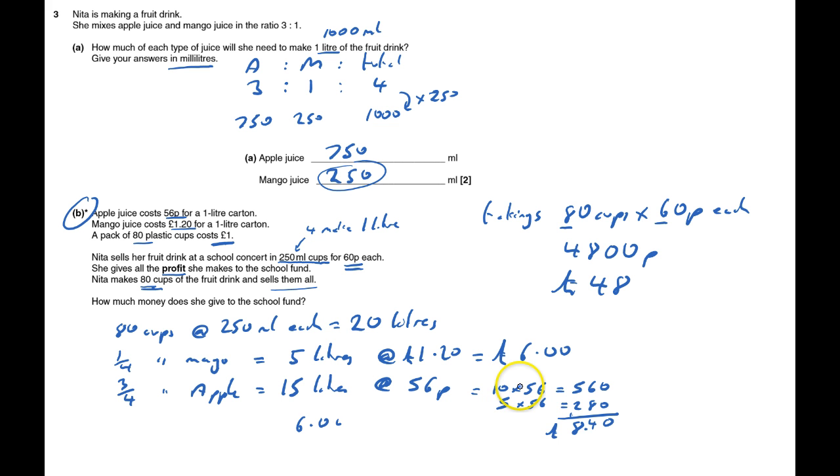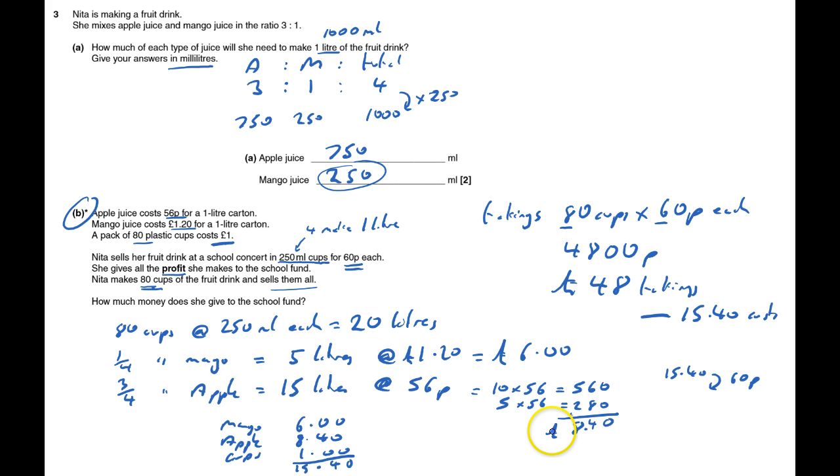So I've got £6 for the mango. I've got apple is £8.40. I've got cups £1. Add them up: 0, 4, decimal point, 6 and 8, 14. That comes to £15.40. So £48 were her takings, and subtract £15.40 for her costs. If I'm doing that, I've got £15.40. If I add 60p, that'll take me up to £16, and then I have to add another £2, will take me up to £18, and then another £30 to take me up to 48. So that'll be £32.60, and £32.60 will be her profit.